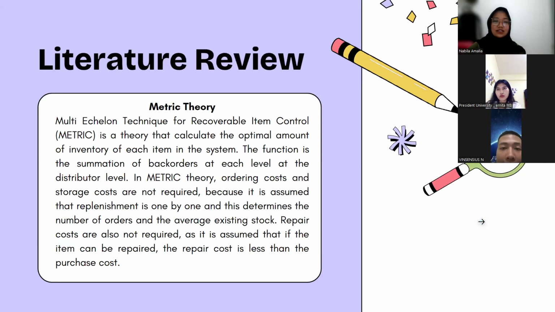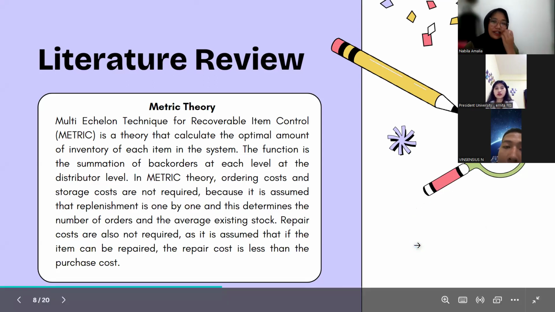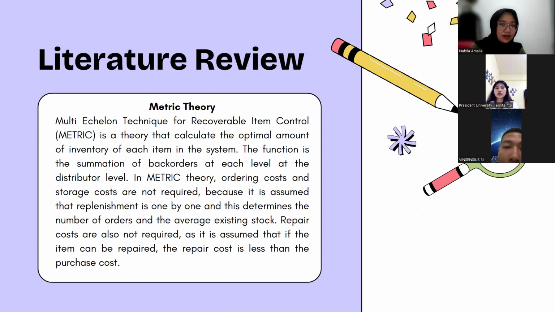Please, next. And this is METRIC theory. Multi-Echelon Technique for Recoverable Item Control, METRIC, is a theory that can calculate the optimal amount of inventory of each item in the system. The function is the summation of back orders at the distribution level.